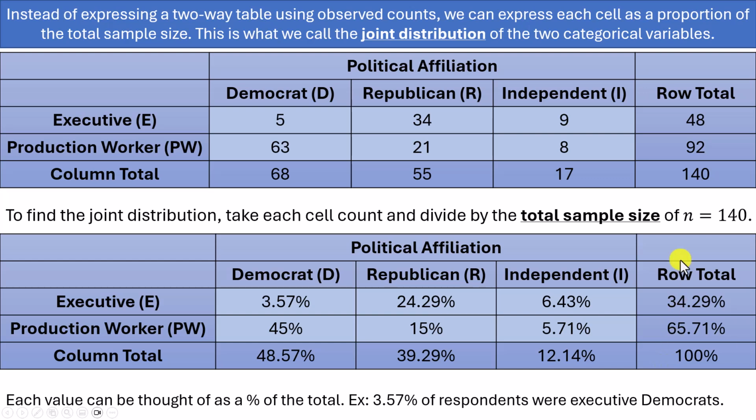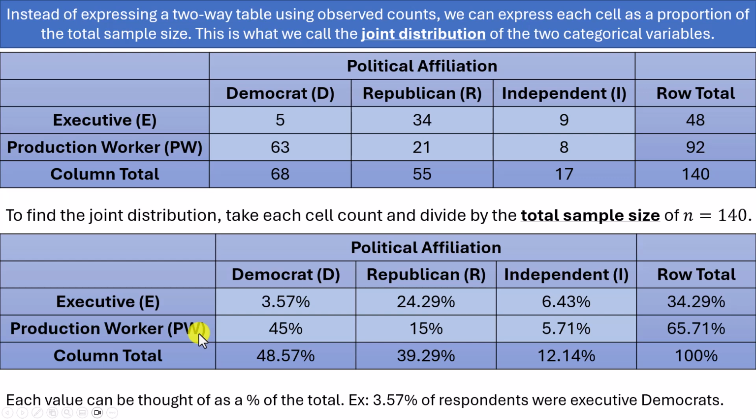And this also applies to the row totals and the column totals. So we could say that 34.29% of the individuals in the sample were executives, or 65.71% were production workers. These 2 numbers together should add up to 100%, since our entire sample only included executives and production workers.